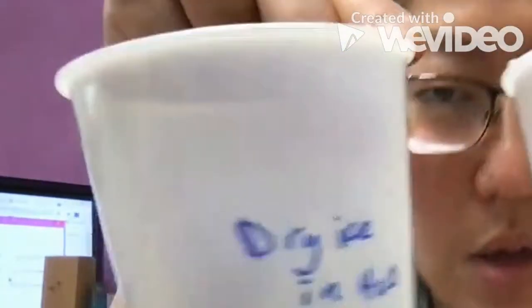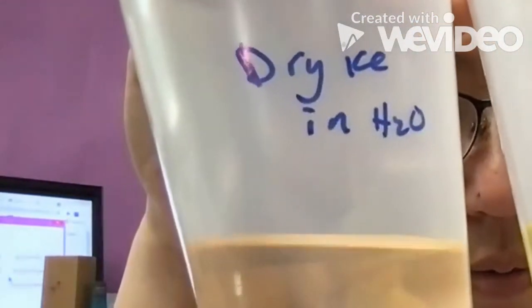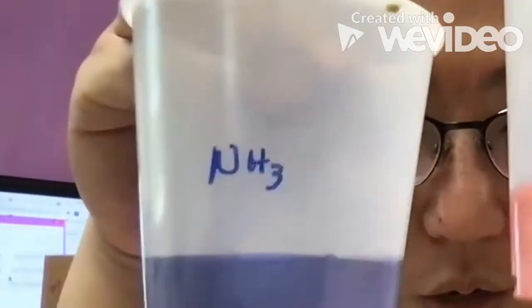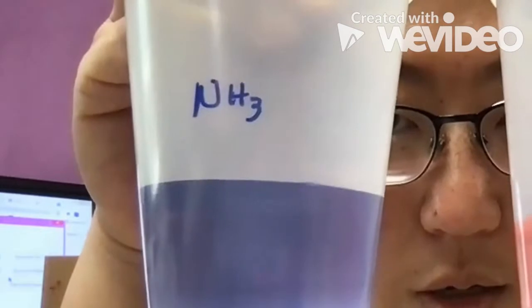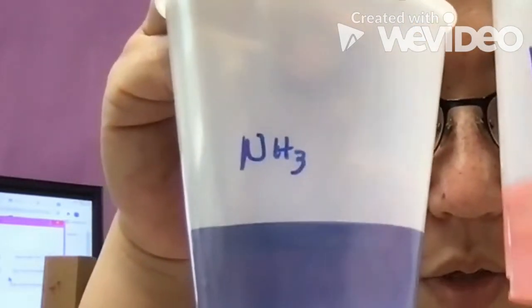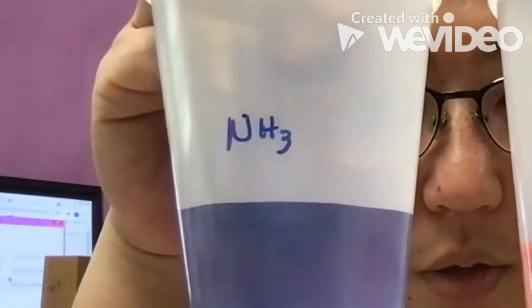This is the dry ice in H2O. Okay, so you can see the difference there. And then finally, we have the vinegar and the ammonia. Okay. And then based on that, you should be able to say whether these things are acidic, basic, or neutral. And then number 5, say what method you think is the most accurate way to measure the pH.